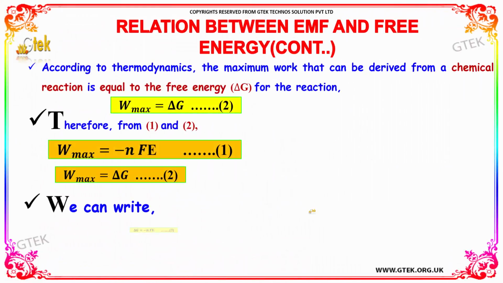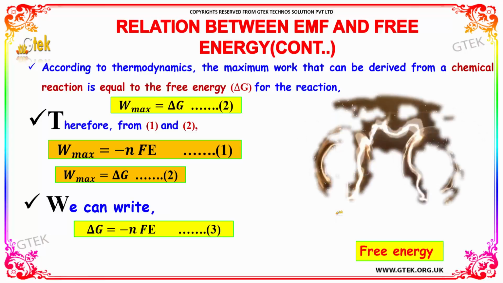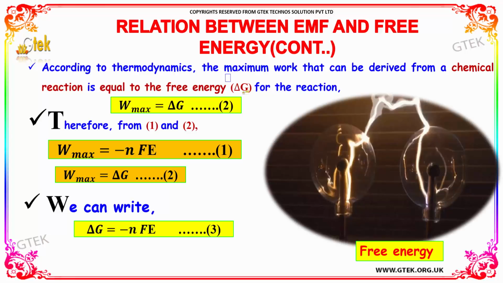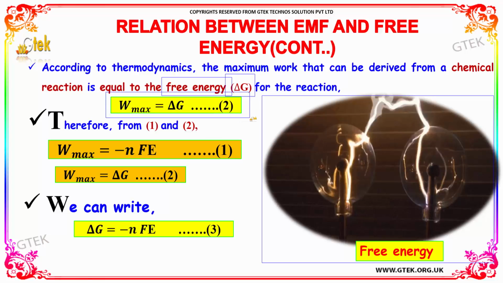According to thermodynamics, the maximum work that can be derived from a chemical reaction is equal to the free energy, indicated as delta G for a reaction. So this one is indicating the free energy. So from this we can derive the equation, that is W max is equal to delta G, mentioned as equation number 2.